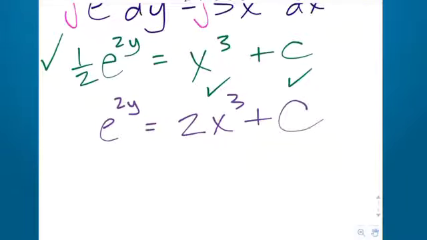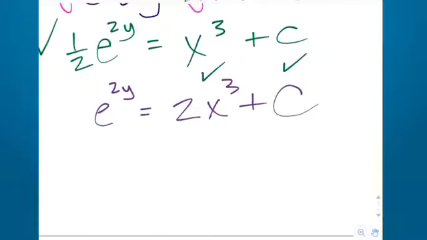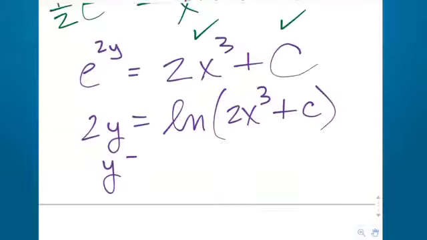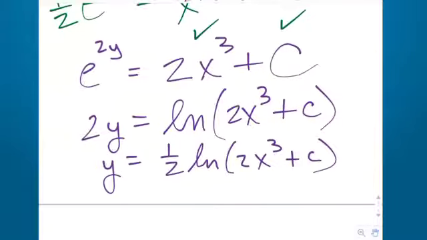And now we have to un-e both sides by natural logging it. And I'm not going to show that here. I'm just going to say to myself, the natural log of e to the 2y is 2y. And then on this side, I get the natural log of the quantity 2x cubed plus c. So that's now inside the argument. And then the last thing we do is multiply both sides by a half or divide by 2. And we end up with our general solution. Yes?